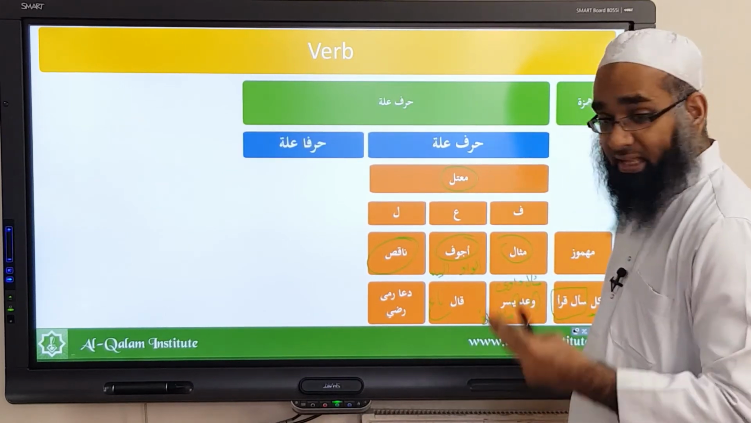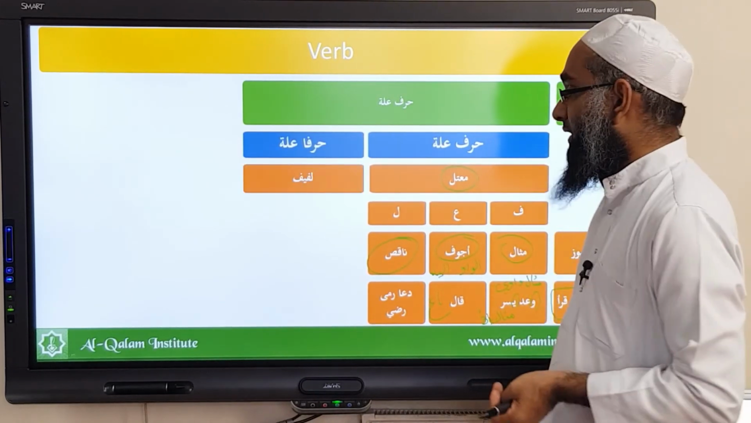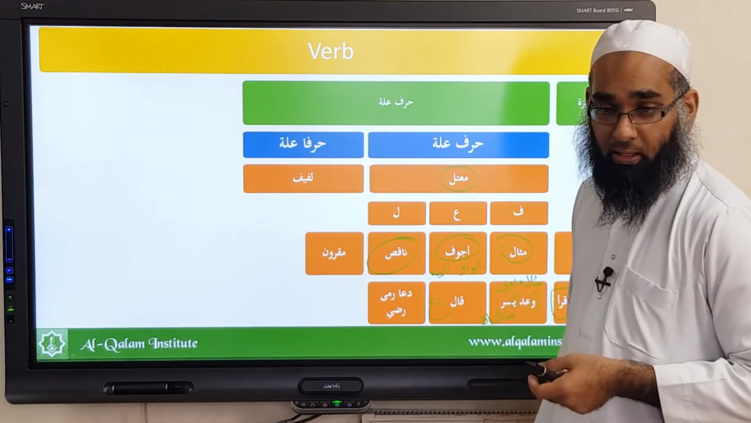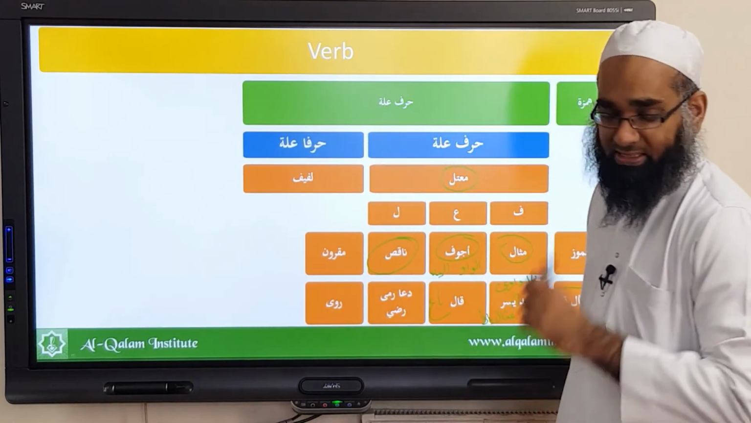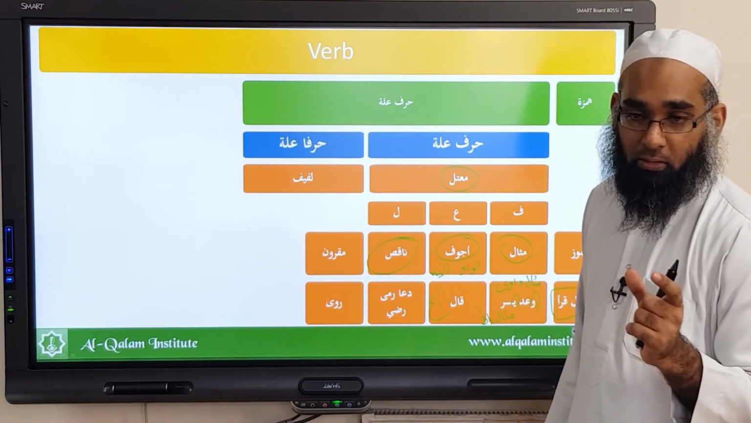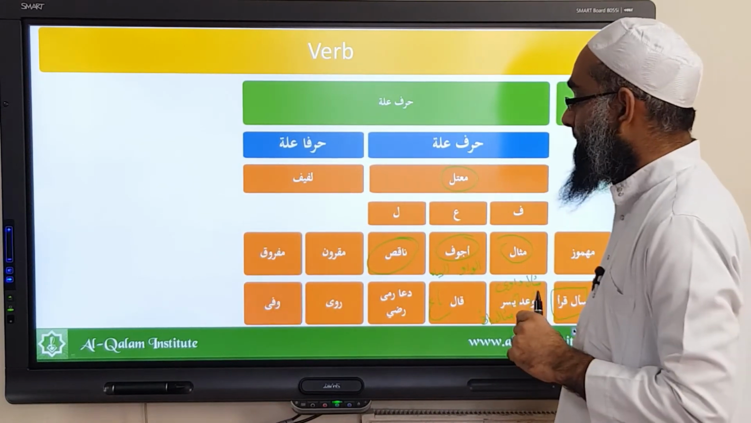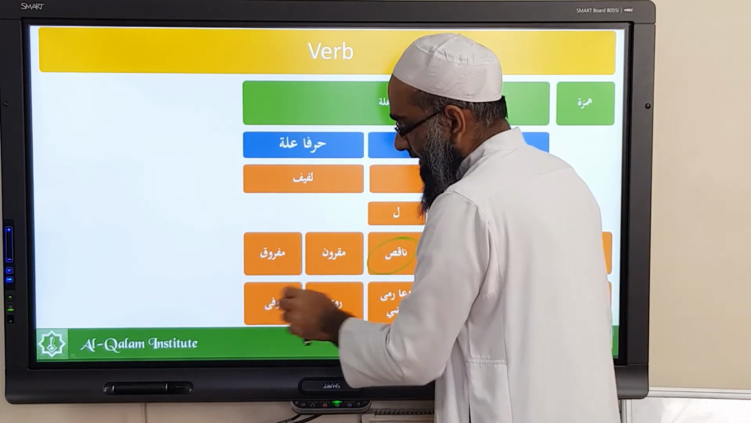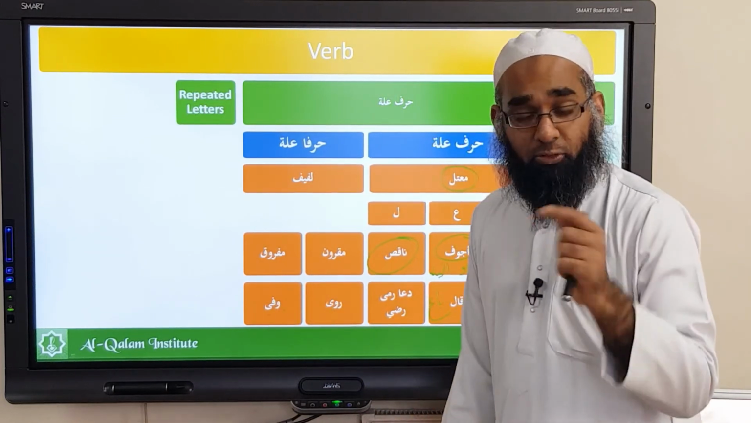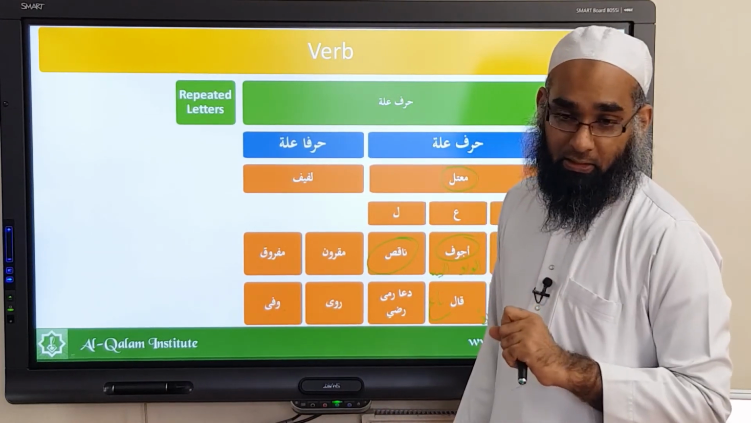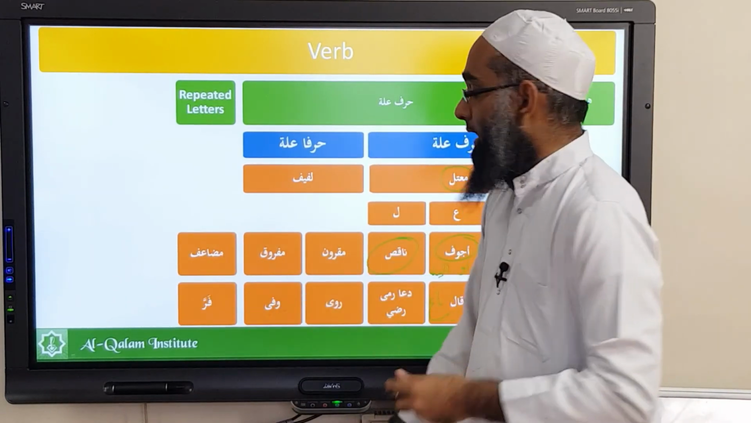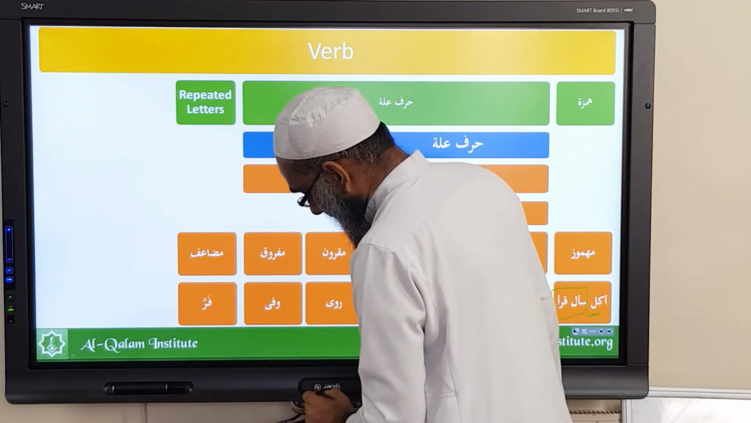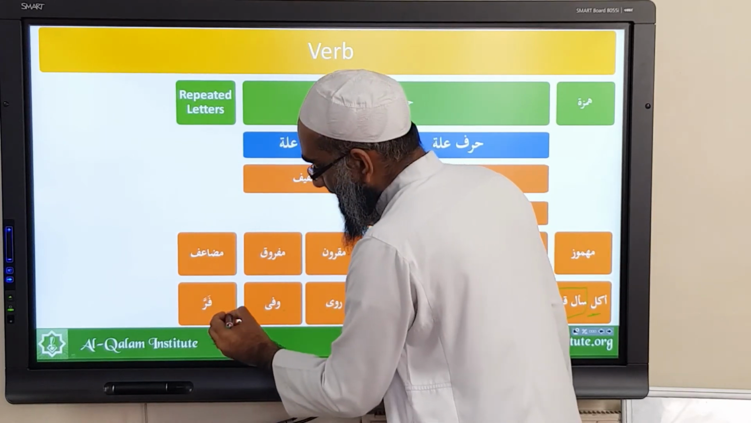If it has two harf illa, what do you call it? Lafif. If the harf illa come together, what do you call it? Maqrun. For example, rawa, where the waw and the ya come together. And if they're separate, what do you call it? Mafruq. Well done. For example, wafa, the waw here and then the ya at the end. If there are two repeated letters, what is this? Mudha'af. For example, farra.